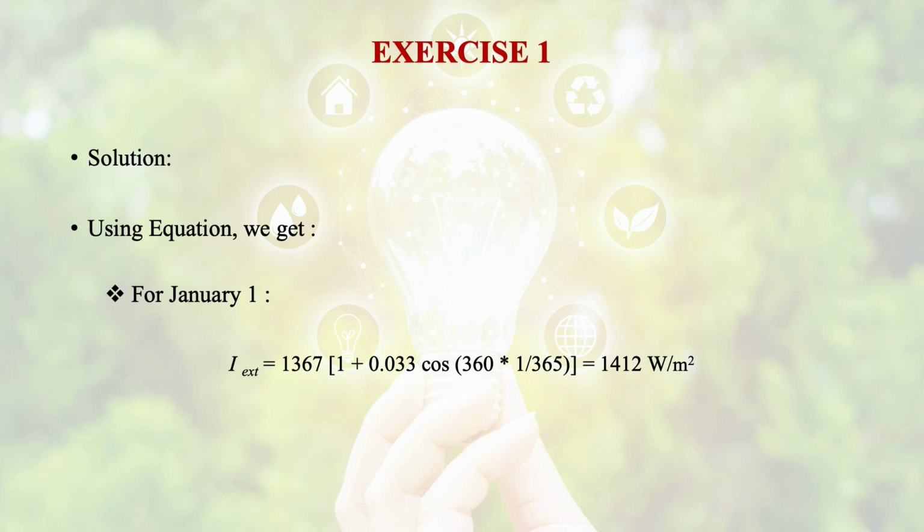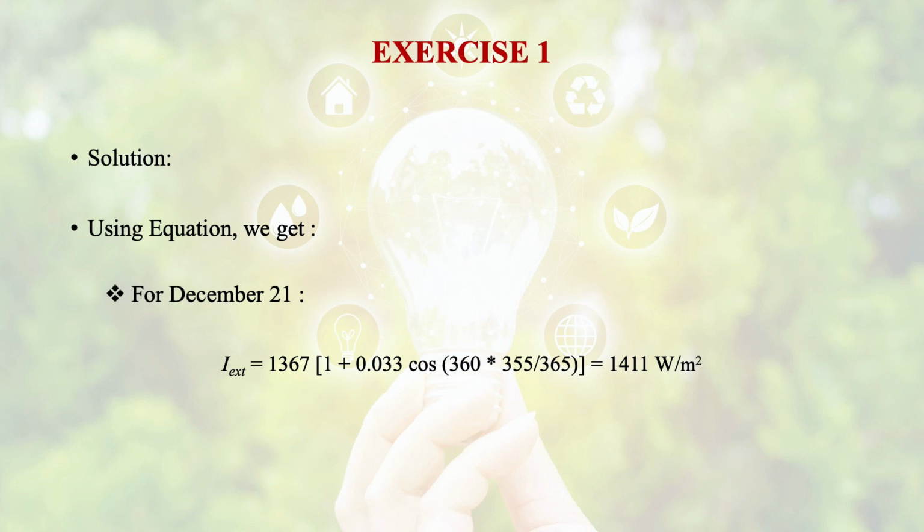Put the values, solar constant take 1361 and put the values of n, and you will see that for January 1 we get 1412 watt per meter square. For June 22 we got 1322 watt per meter square, and for December 21 we got 1411 watt per meter square.